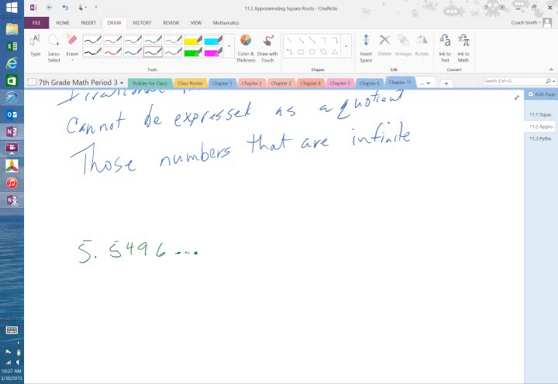Now, remember our whiteboard's used for math stuff, not doodling or coloring.